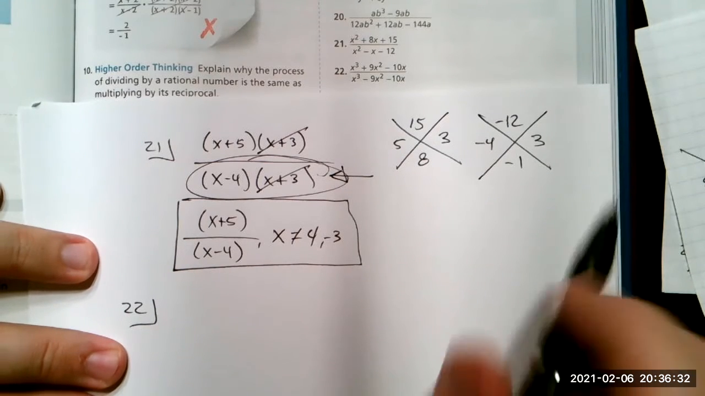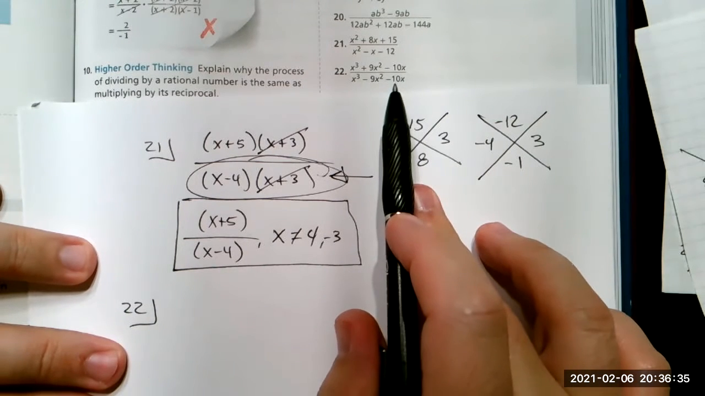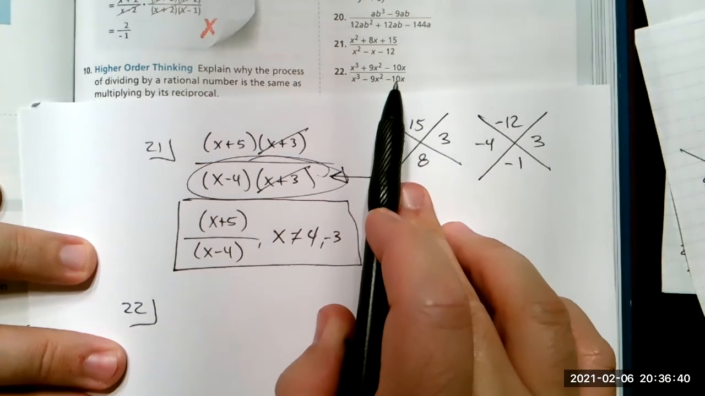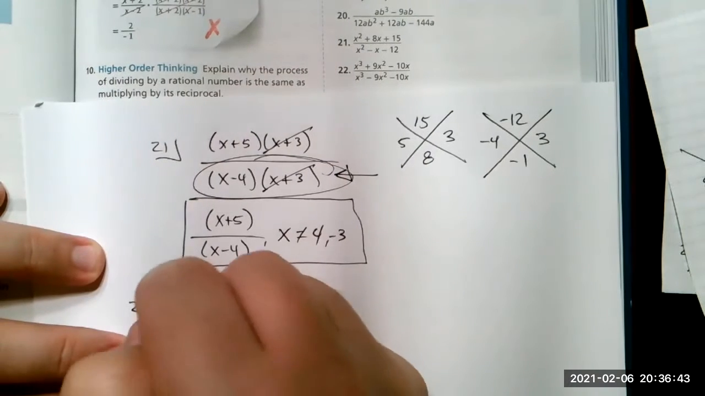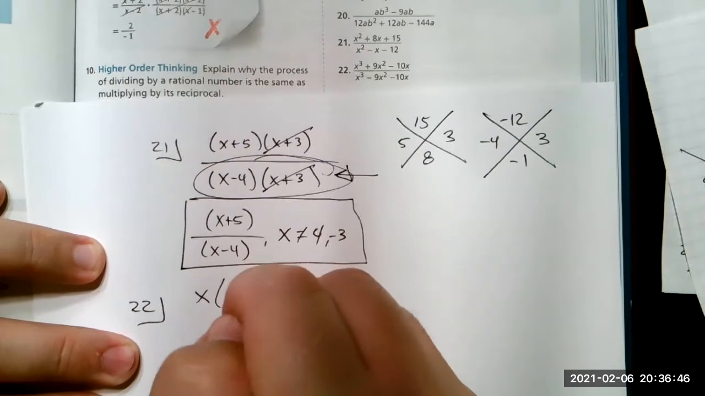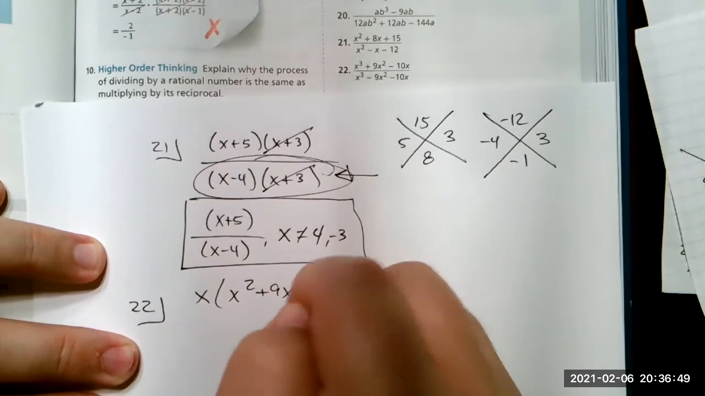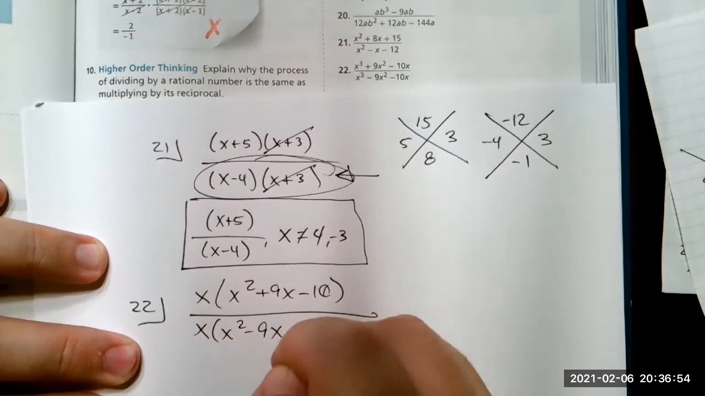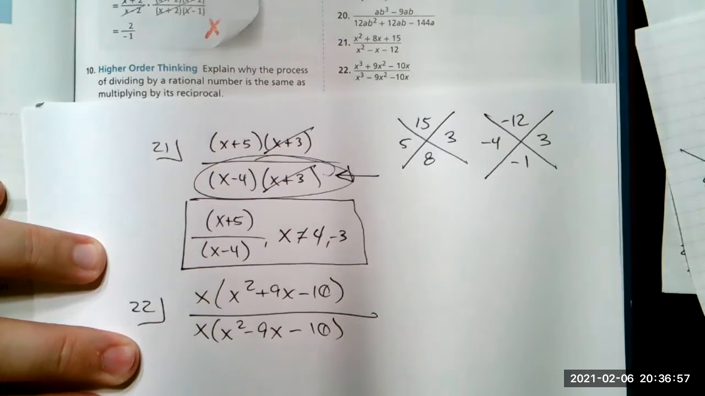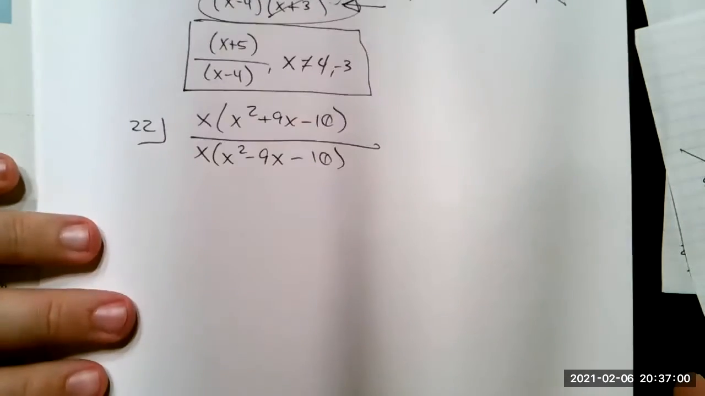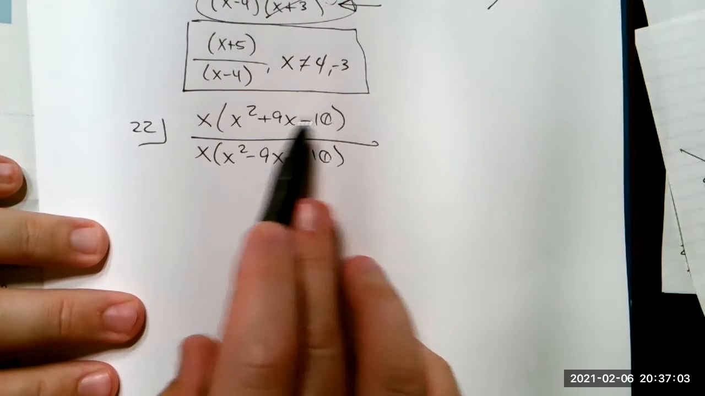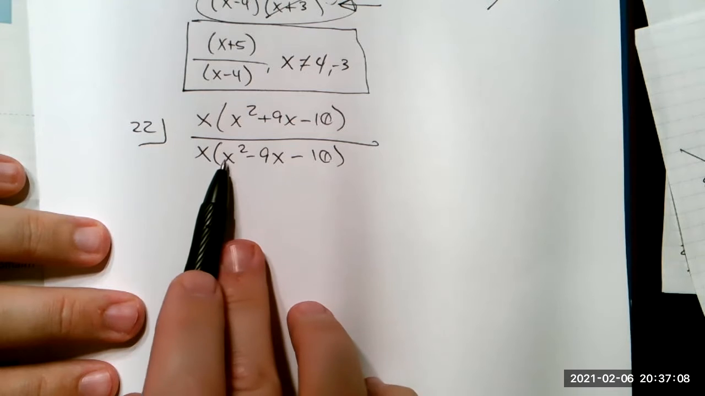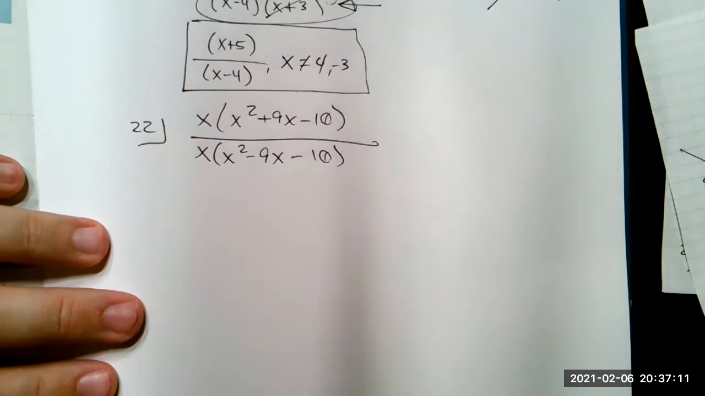22, it looks like I can GCF the top and the bottom, right? The top 3 terms have an x in them. The bottom 3 terms have an x in them. So I'm going to be able to GCF out an x up top, and an x down below. All right. So I took an x from all 3 terms. I'm left with x squared plus 9x minus 10. I took an x from all 3 terms, and I'm left with x squared minus 9x minus 10.